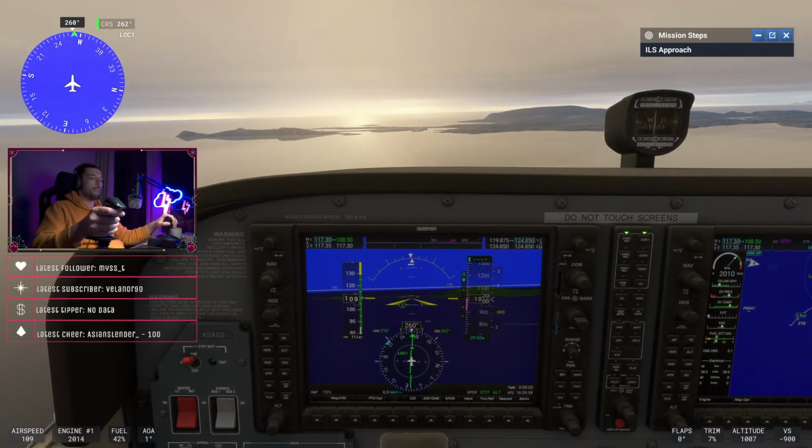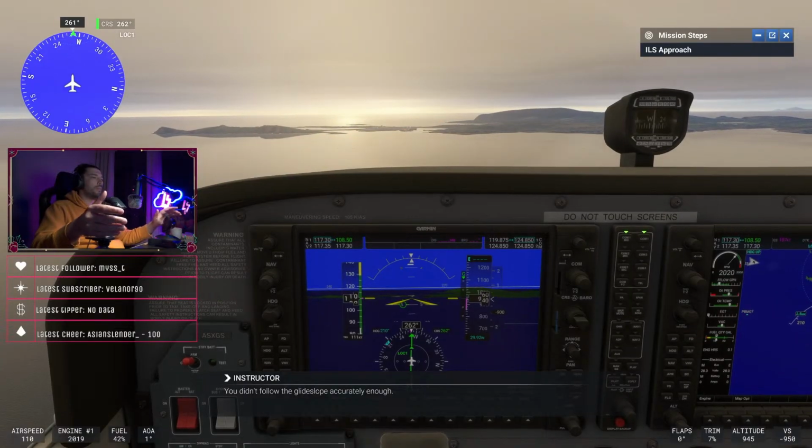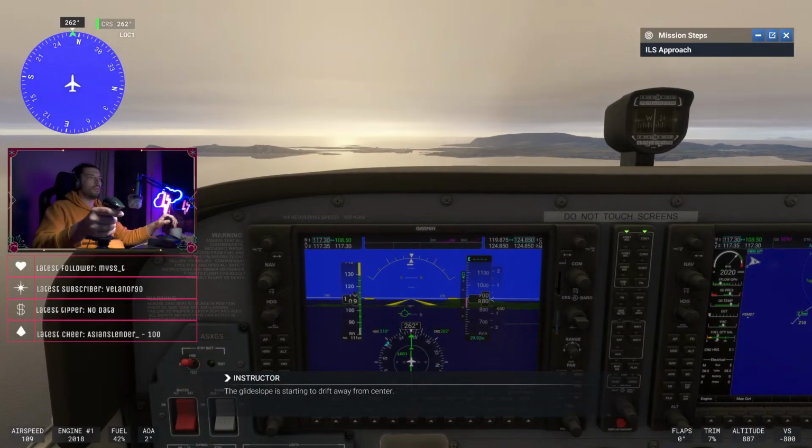Okay. Okay, good. We didn't follow the glide slope accurately enough. The glide slope is starting to drift away from center.